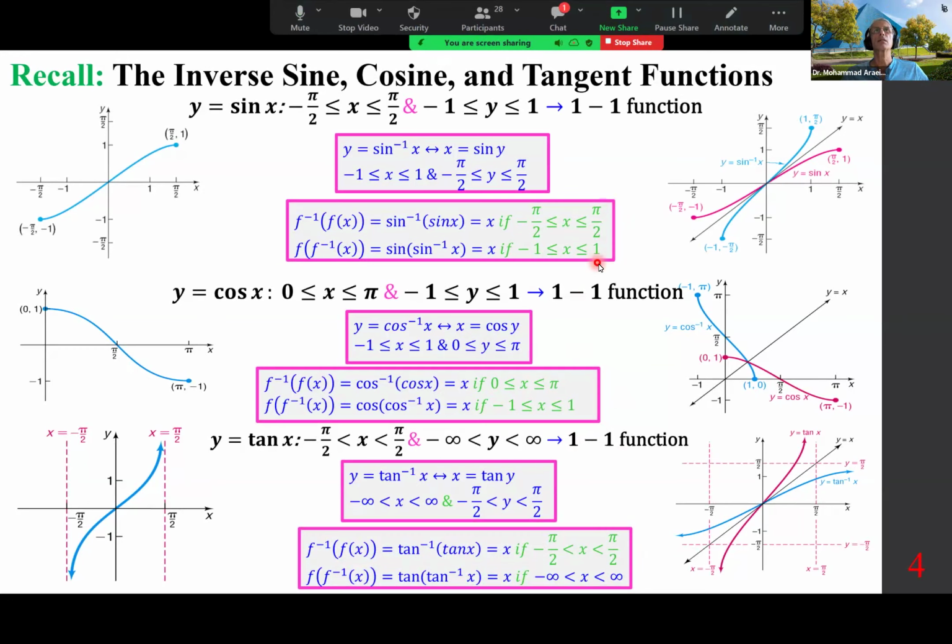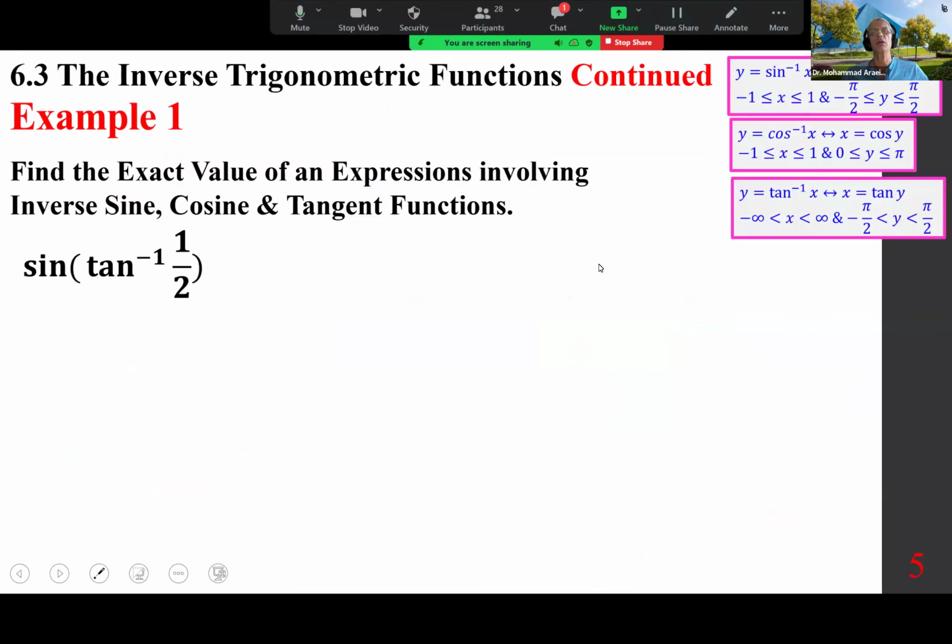So that's the synopsis of what we have learned, and we're going to continue on that. So 6.3, the inverse trigonometric functions, continued. Example 1: find the exact value of an expression involving inverse sine, cosine, tangent functions. We start with sine of tan inverse of 1/2.